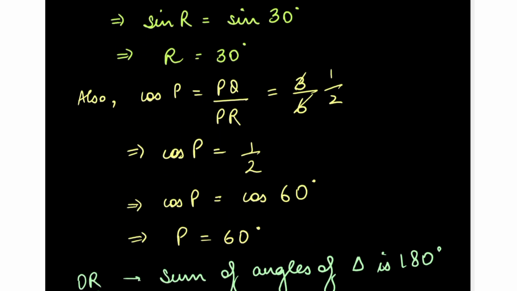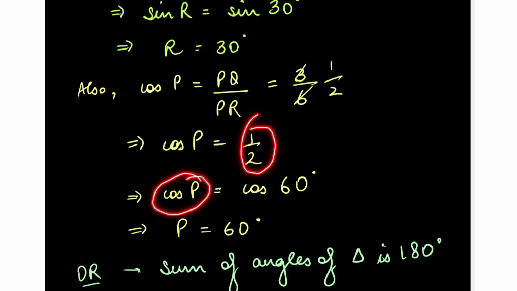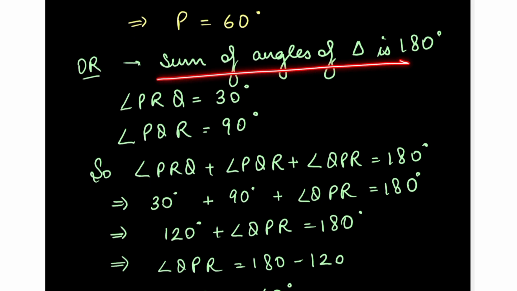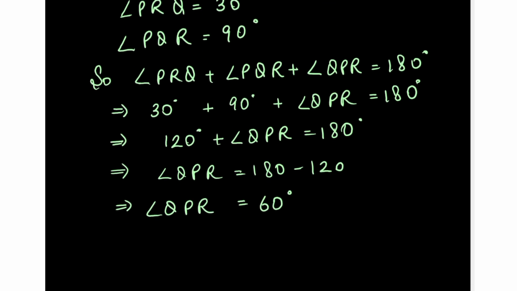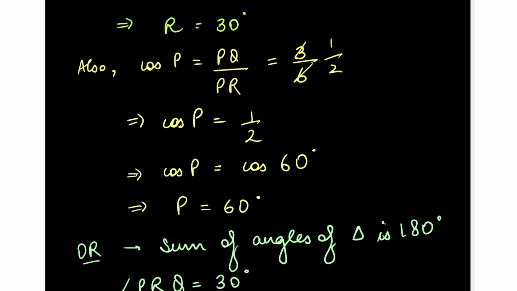Okay. So this is the first method in which we have used the trigonometric ratio of cosine. Cosine P is PQ upon PR, that gives us 1 by 2. So cos P is 1 by 2. 1 by 2 is for cos 60 degrees. Cos 60 degrees is 1 by 2. So cos P is equal to cos 60. So the value of P comes out to be 60 degrees. And the other method is the sum of angles is 180 degrees. So solving this, we also get 60 degrees. So no matter whether you use this method or that one, we will get the same value of angle P.